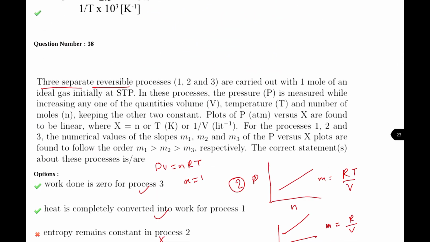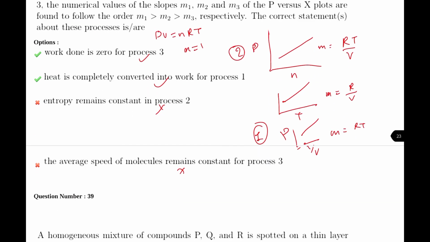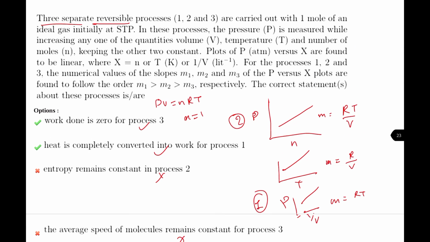Now next question. 3 separate reversible processes 1, 2, 3 are carried out with 1 mole of an ideal gas initially at STP. In these processes, pressure is measured while increasing any of the 3 quantities: volume, temperature, and number of moles. So you have PV equals nRT. You are measuring P by taking just one of the variables V, n, or T. R is definitely constant. Okay.